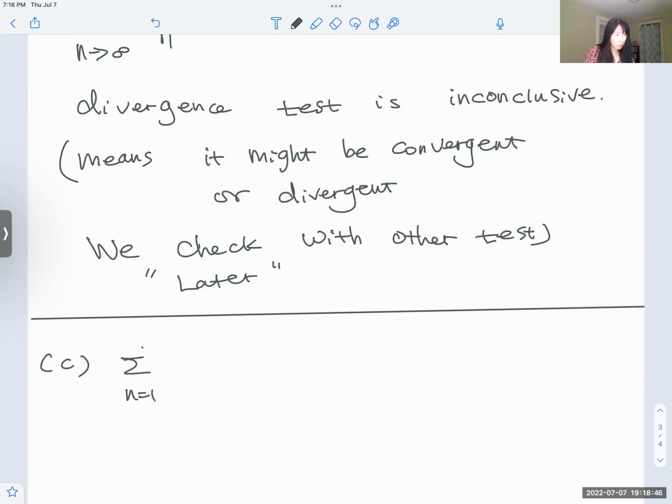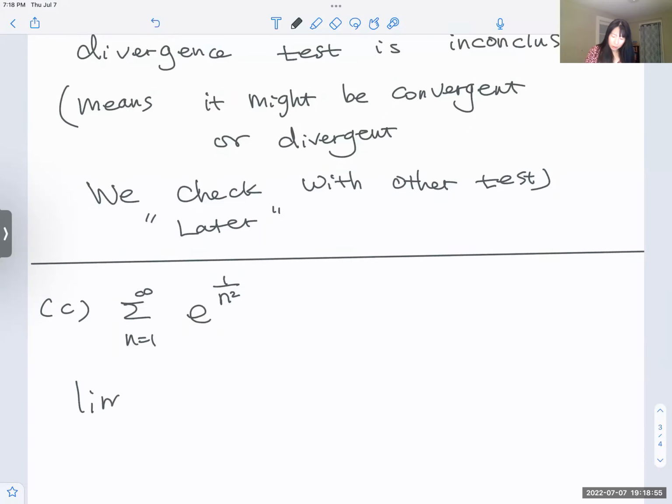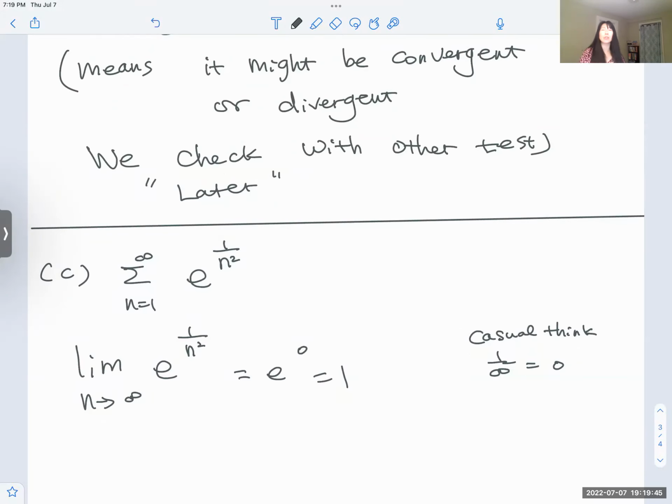We have the summation from 1 to infinity of e to the 1 over n squared. We take the limit of e to the 1 over n to the second power. Casually thinking, 1 over infinity, what do you get? A small number divided by a huge number, zero. Then this will be e to the zero, which is one. Once again, we're doing the divergence test. It only says diverges, so this is not equal to zero, so it diverges.